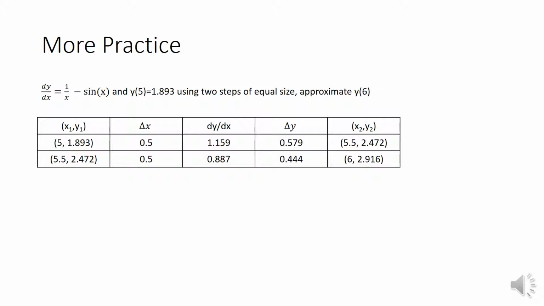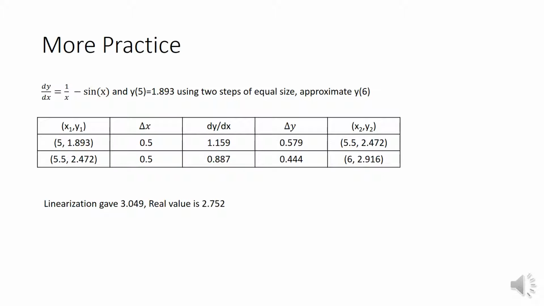And then once again, you use that as your new initial condition with the same step size and your new dy dx based on this new initial condition. And you use the same process of multiplying to get your new change in y, and then adding both your change in x and your change in y to your initial condition, your new initial condition, to get your approximation. In this case, we're approximating that y of 6 is 2.916.